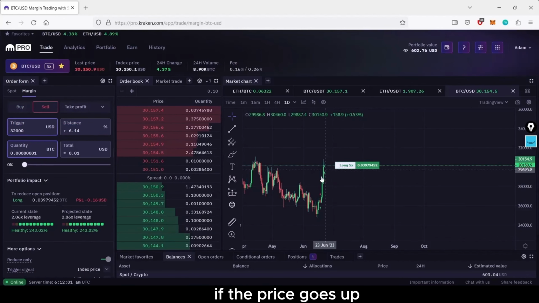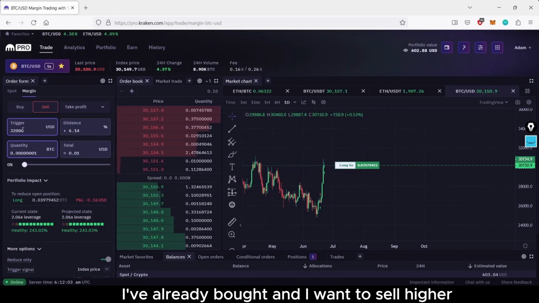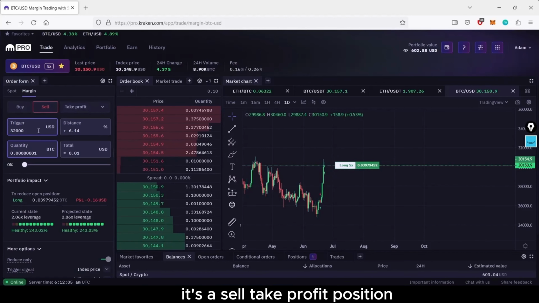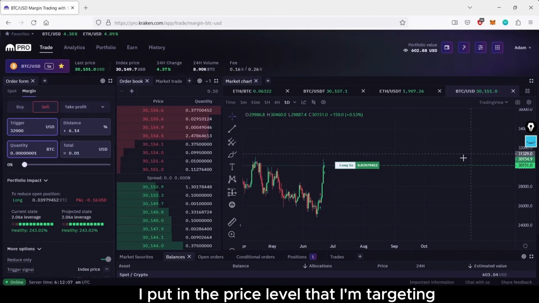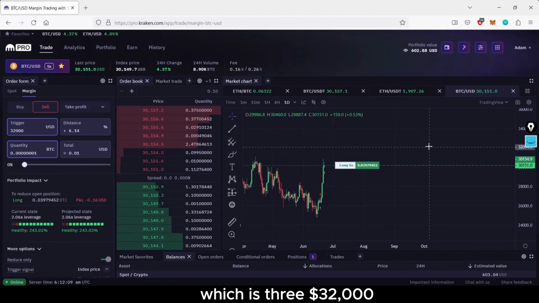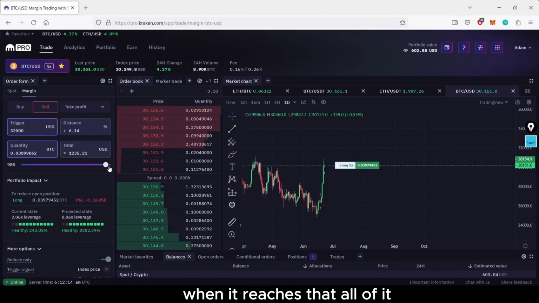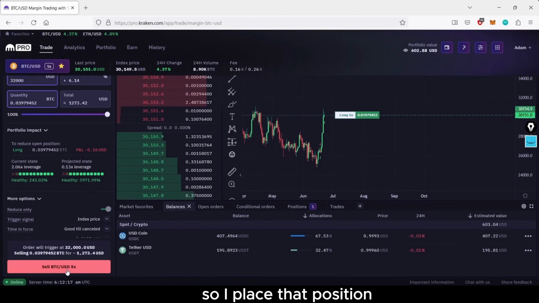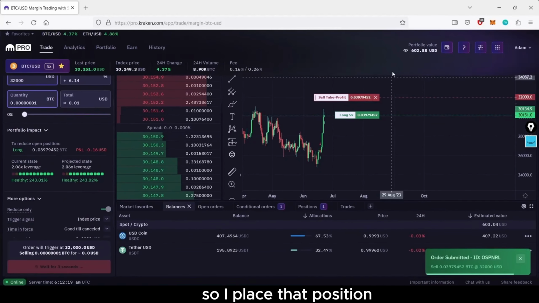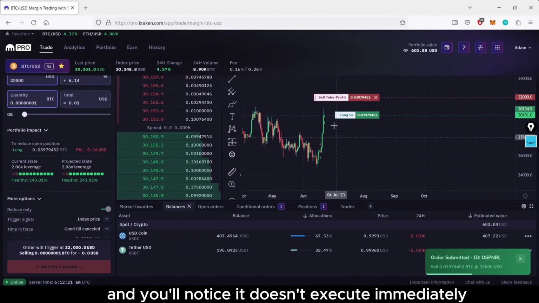If the price goes up, I've already bought and I want to sell higher. It's a sell, take profit position. I put in the price level that I'm targeting, which is $32,000. And how much of the position am I going to close when it reaches that? All of it. So I place that position, and you'll notice it doesn't execute immediately.